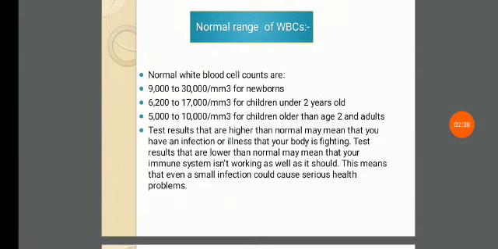Normal range of WBCs in the human body. Normal white blood cell counts are 9,000 to 30,000 per cubic millimeter for newborn babies, 6,200 to 17,000 per cubic millimeter for children under 2 years old, and 5,000 to 10,000 per cubic millimeter for children older than 2 and adults.